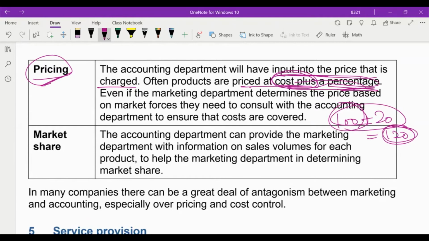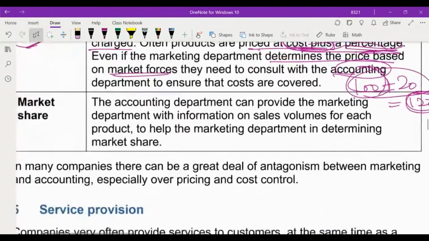So even if the marketing department determines the price based on market forces of demand and supply, they will need to consult the accounting department, because the whole exercise of deciding the price should at the end be beneficial for the business. As I told you, the accounts department is at the crossroads for all the departments and the business objectives. So in order to fulfill the business objectives, the accounts department will extensively work with every department or every function of the business, right?